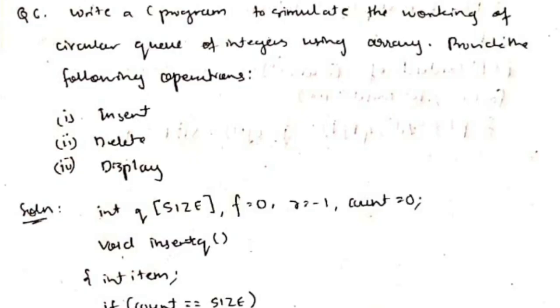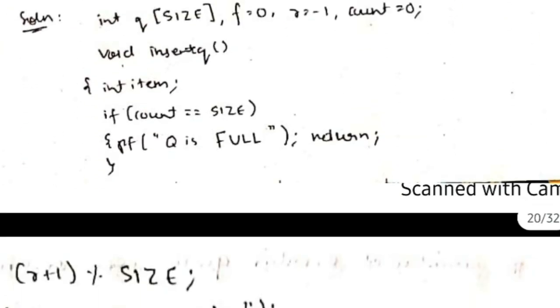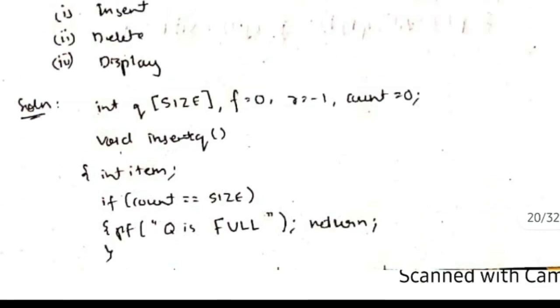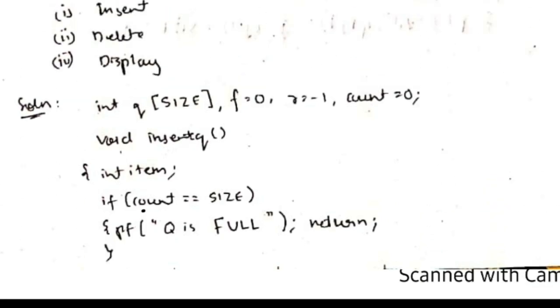So in this question we have been asked to write the code for insertion, deletion and display. Okay, so here is the code for insertion. First you will check if count is equal to size. At that time the queue is full. If it's not full, you will increment to the next location. The line of code for finding the next position is r = (r + 1) % size. By that you will get the next location, and in that next location we will store the item.